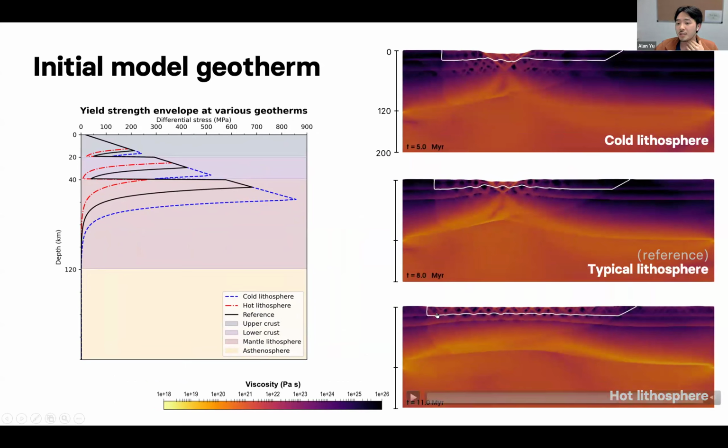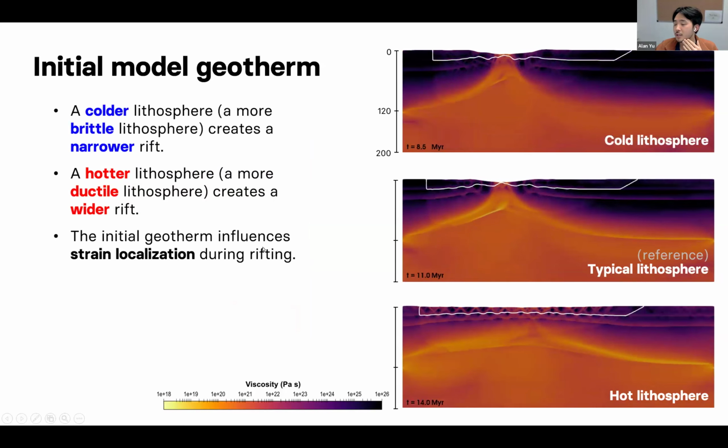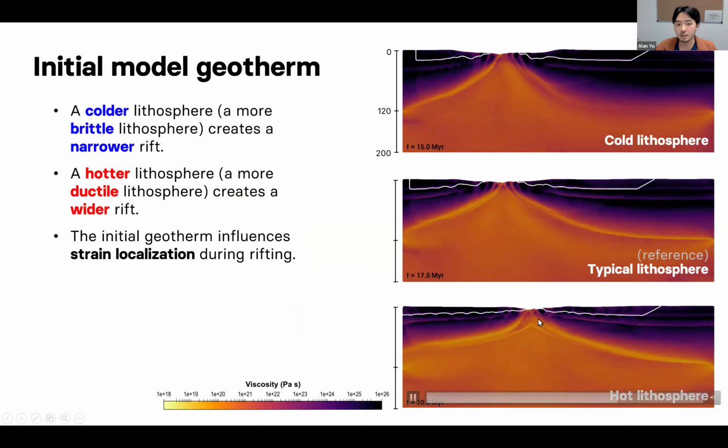With a hot lithosphere, you can see that there exist a number of these rift loci competing against each other for strain localization, whereas with a cold lithosphere, you can see that the strain is swiftly localized within a singular locus. And this then can influence our strain localization and hence the fragmentation process. A colder lithosphere here can create a narrow rift, whereas a hotter lithosphere creates a wider rift.